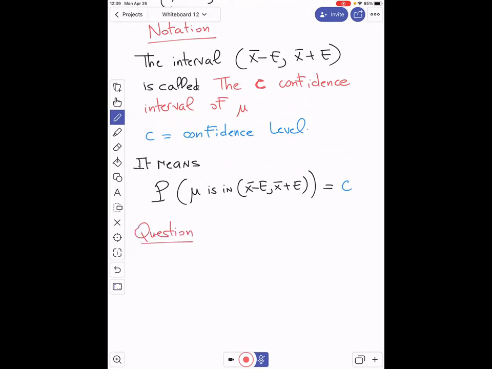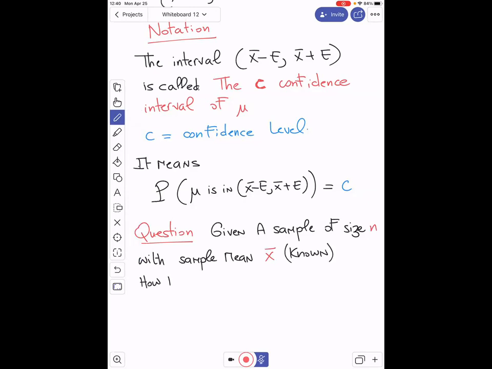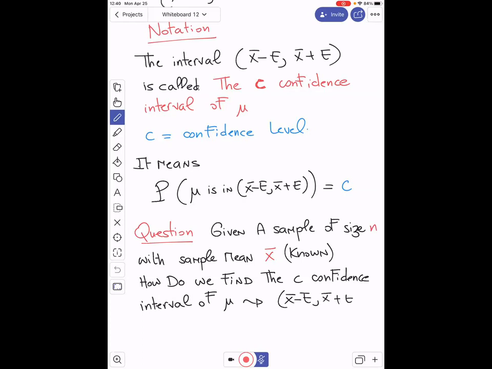So given a sample of size n, with sample mean X bar known, right? So how do we find the C confidence interval of mu? How do you find the C confidence interval of mu? So again, this C confidence interval, that's the X bar minus E, your estimate, right? This is the estimate of mu.